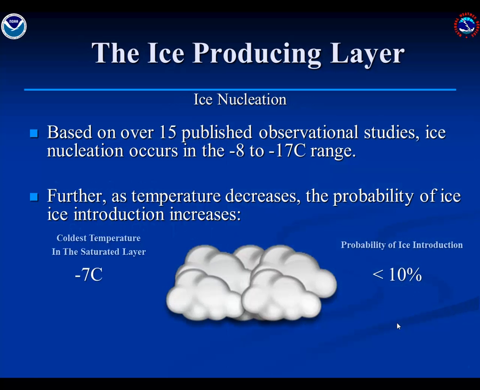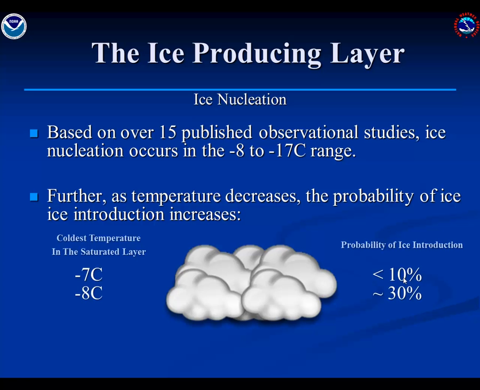When we look at the published research of over 15 observational studies, ice nucleation occurs in the -8 to -17 degree range. So as temperature decreases, the probability of ice introduction increases. What we're talking about is a saturated layer that has no ice currently within it. So we're looking at a cloud layer at -7 here, which has approximately a less than 10% chance of having ice just initiated within that cloud layer.